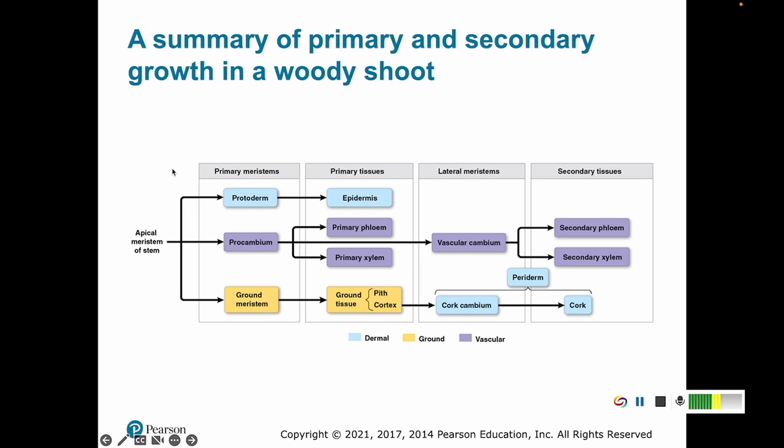Okay, so here's a nice little flow chart showing how primary and secondary growth is happening.